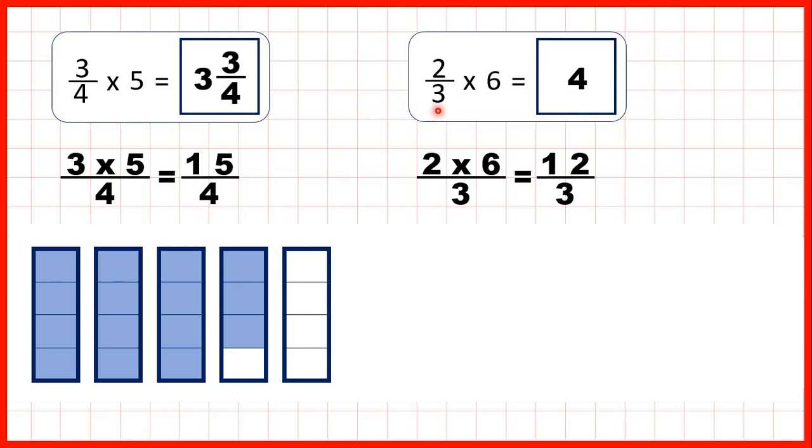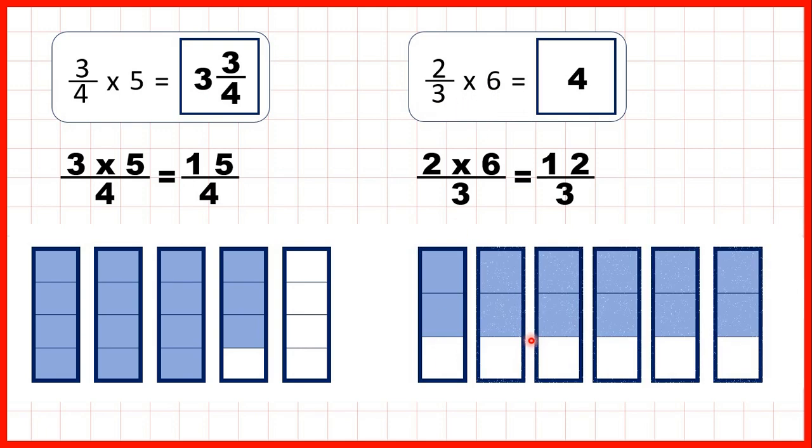Then we had 2/3 times 6, so we can show 2/3 6 times. We can see that that gives us 12/3, but if we do some regrouping, we can fill up 4 whole fraction bars, so our answer is just 4.